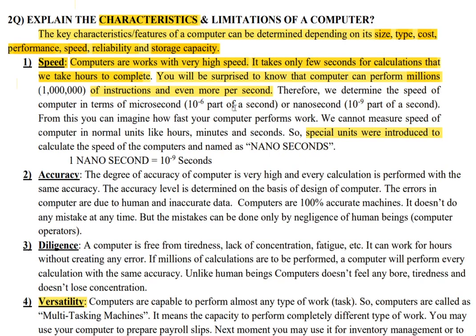How can we measure how fast a computer executes calculations? Microseconds, 10 power minus 6, and nanoseconds, 10 power minus 9. Understood? So 1 nanosecond is equal to 10 power minus 9 seconds. This is the speed. The computer works at very high speed. Within a fraction of a second it can complete the user's instructions, or millions of instructions.